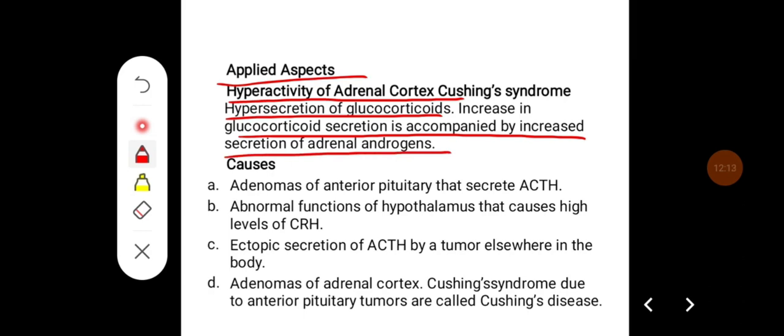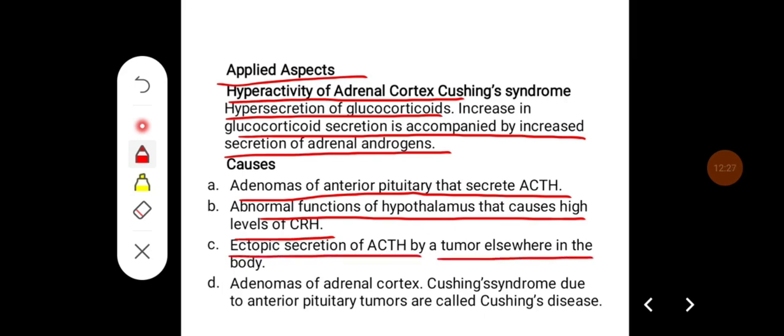Some of the causes of Cushing syndrome are adenomas of the anterior pituitary that secrete excess ACTH, abnormal function of the hypothalamus that causes high levels of corticotropin releasing hormone, and ectopic secretion of ACTH by a tumor elsewhere in the body. They are also caused by adenomas of the adrenal cortex.